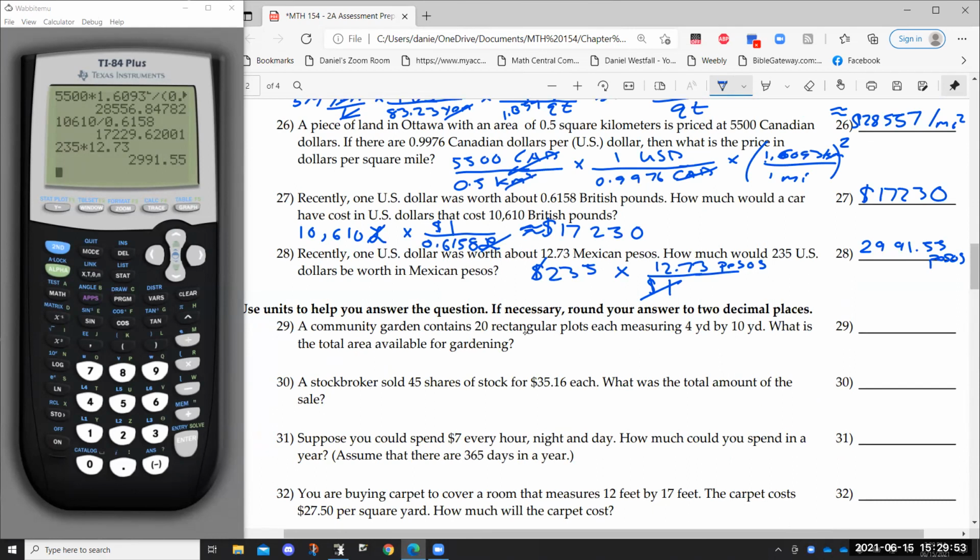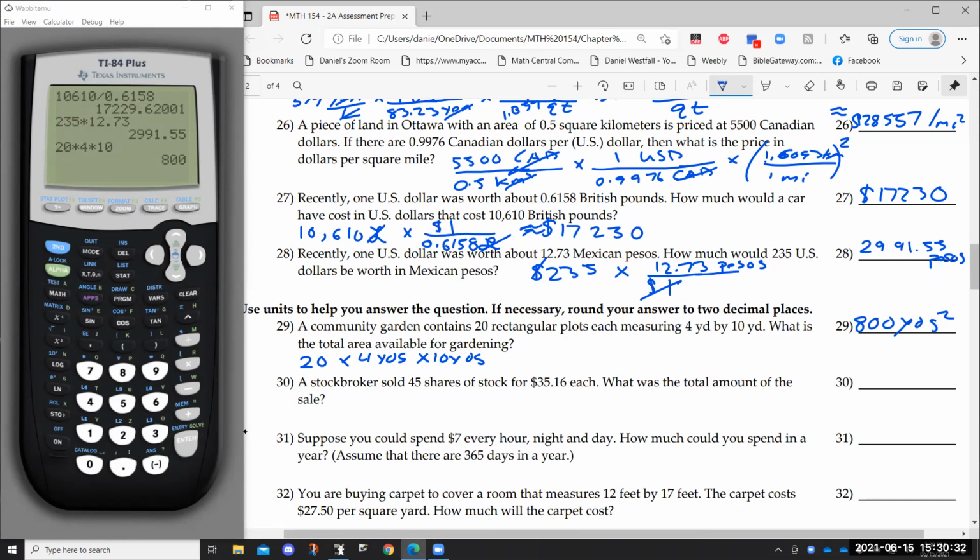That would confuse somebody. So a community garden contains 20 rectangular plots, each measuring 4 yards by 10 yards. What is the total available area for gardening? Well, that is going to be 20 times 4 times 10, which is going to be 800 square yards.